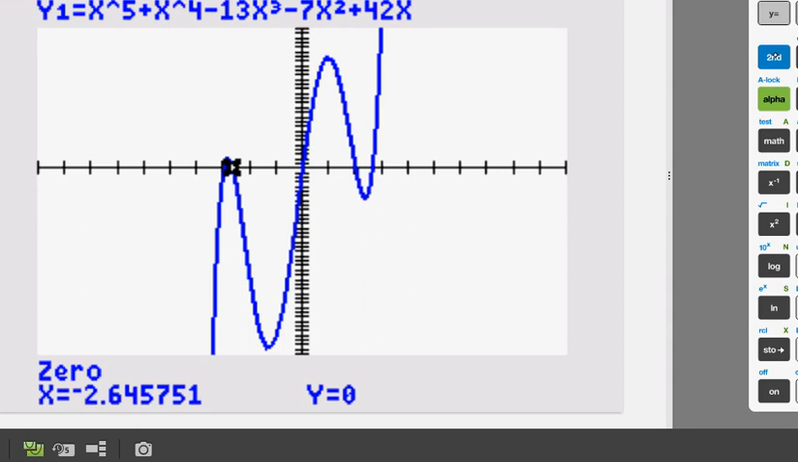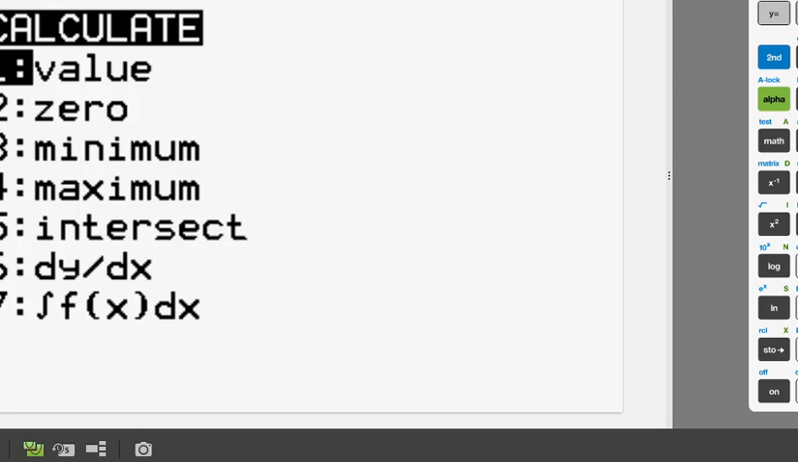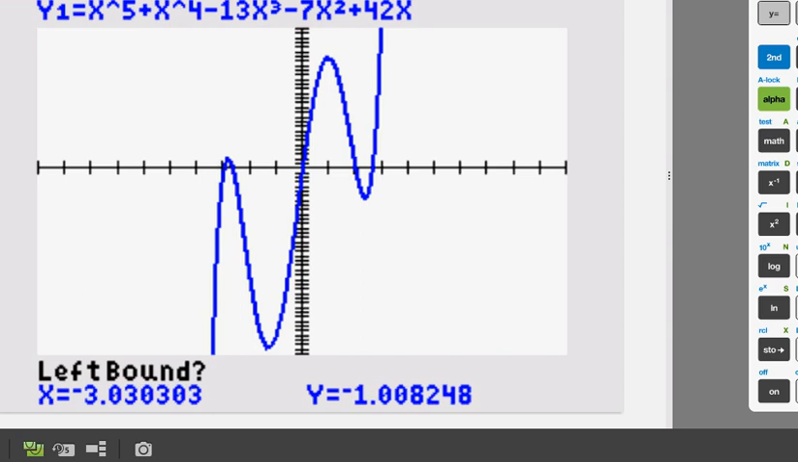So calculate, second trace. I want to know a maximum. That first one is a maximum point. Is it local or is it global? Does the function ever go above this point? Sure does. Right there, right there, right there. So this is only a local maximum. But it is a maximum because it stops increasing and starts decreasing.